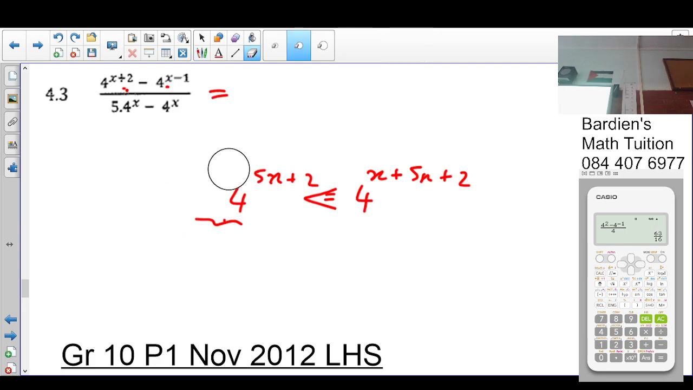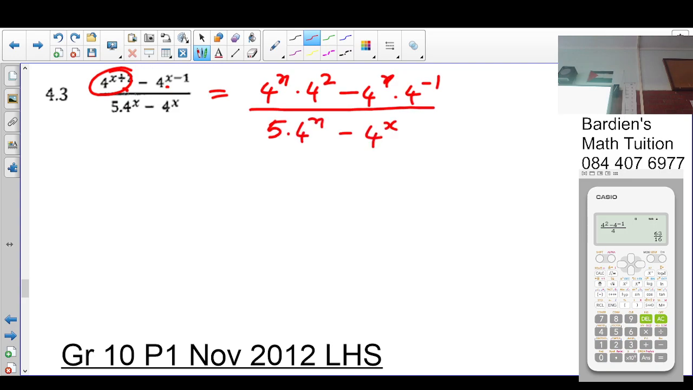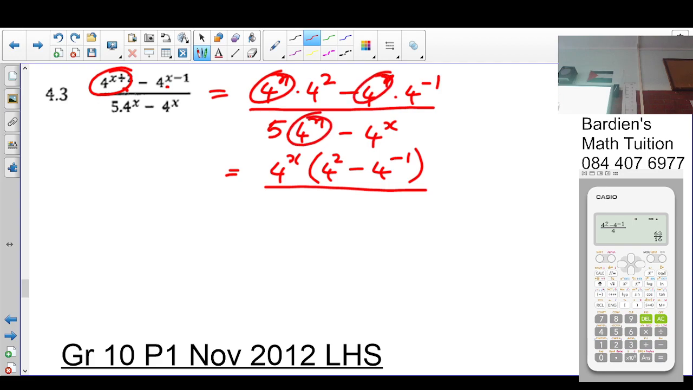Okay. So if that's the case, we break this up into 4 to the x times 4 squared minus 4 to the x times 4 to the negative 1, over 5 times 4 to the x minus 4 to the x. What do you notice now? Common factor of 4 to the x. We want to get rid of the variable. So it's 4 squared minus 4 to the minus 1. As you can see, 4 to the x is common, and in the denominator it's common. So if you take this out, I'm left with 5 minus 1.